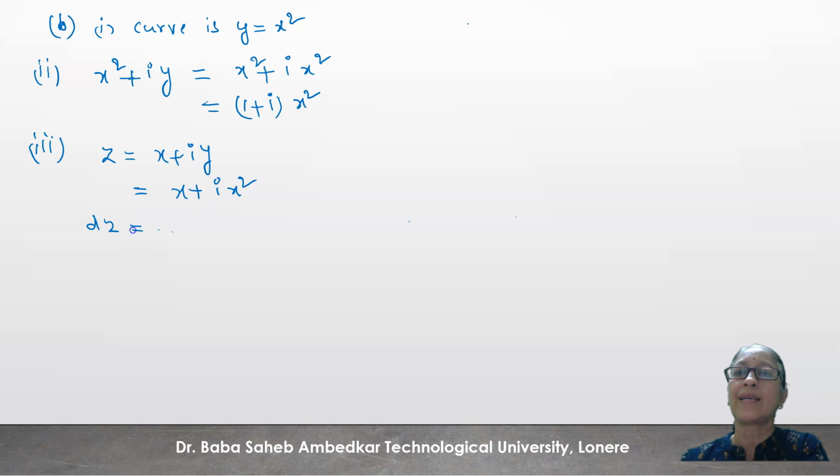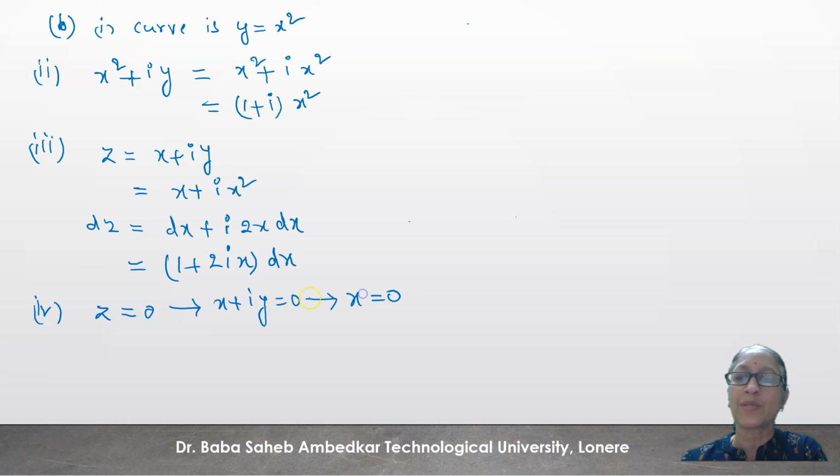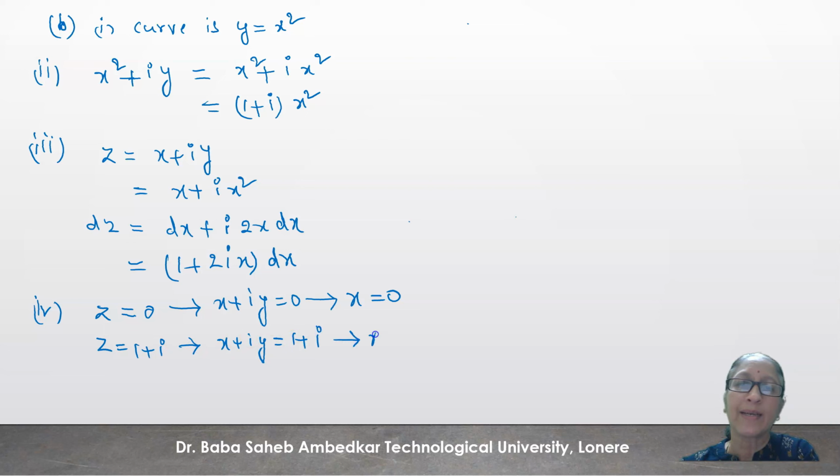Then let us find dz. dz equals dx plus i into 2x dx. Then what do you get? (1 plus 2ix) dx. This is dz. Now let us change limits. When z equals 0, it implies x plus iy equals 0, that implies x equals 0. If z equals 1 plus i, it implies x plus iy equals 1 plus i, which implies x equals 1.